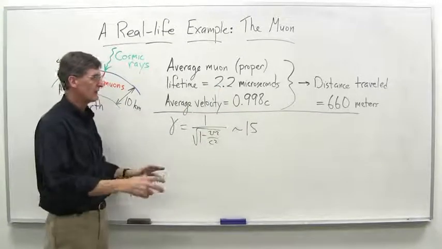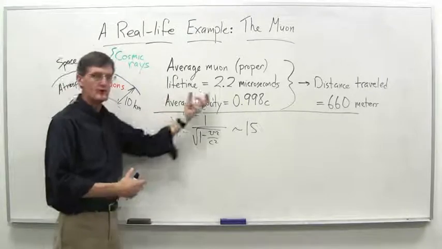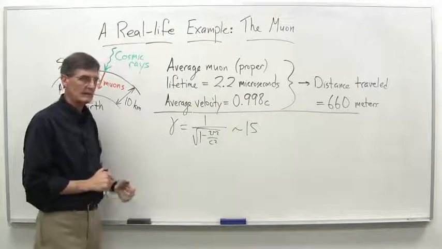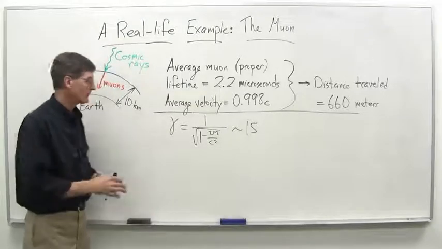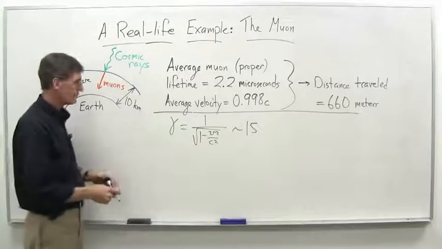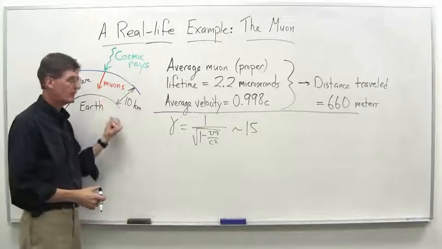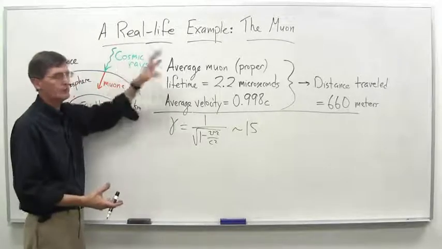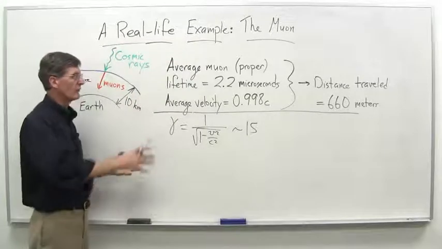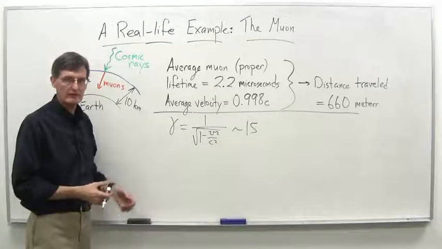So from our perspective, it's the time dilation effect kicking in. From the muon's perspective, in a sense, it's a length contraction effect that enables it to get down to the surface of the Earth. In both cases, it matches up with experiment, as we have to have it. Otherwise, we'd have a contradiction and something would be wrong. We know the muons get down to the surface, and now we can understand that both from the muon's perspective, as it were, and also from our perspective. So, a very nice real-life example of the special theory of relativity in action.